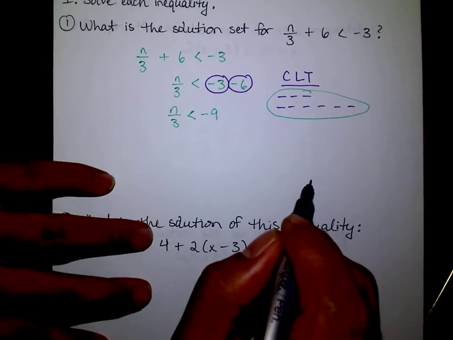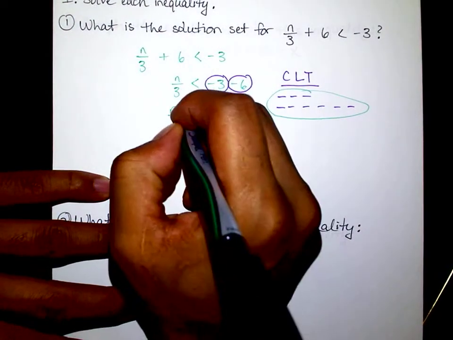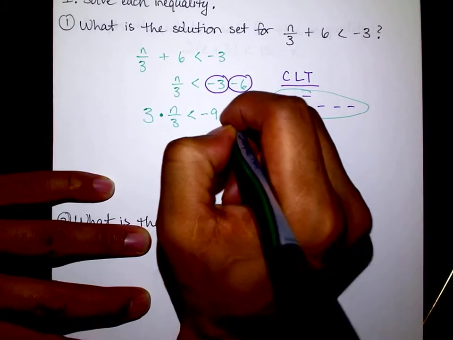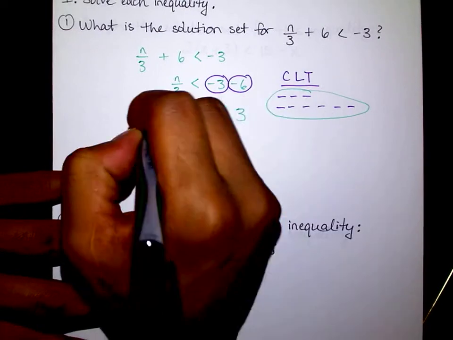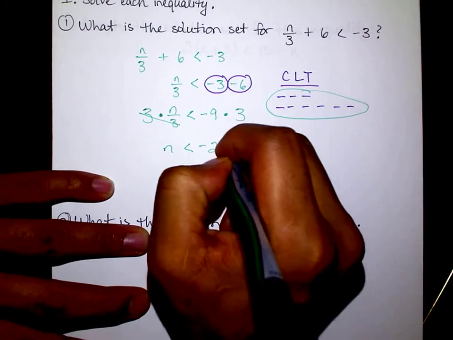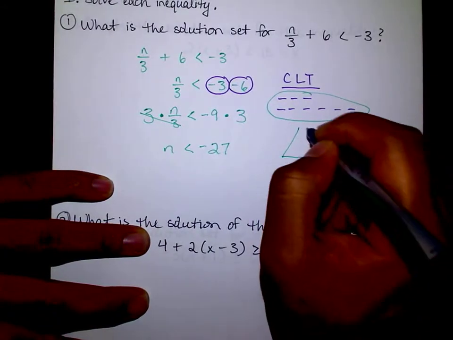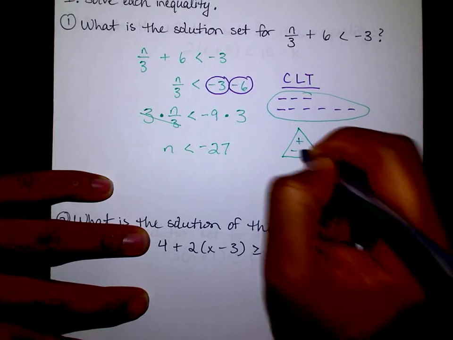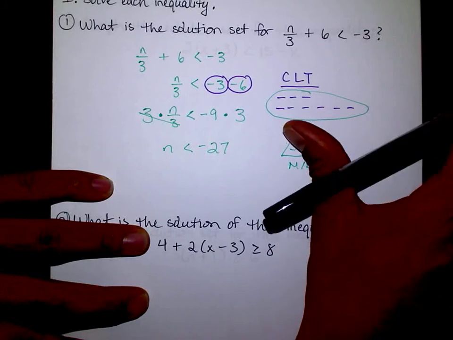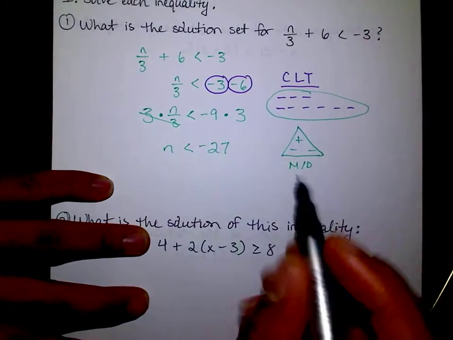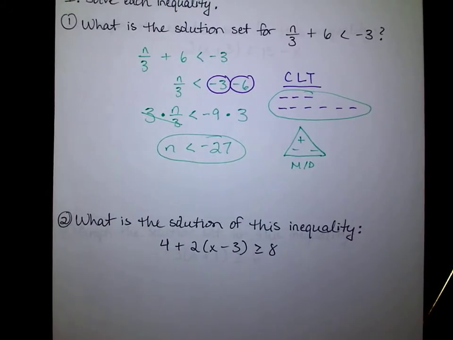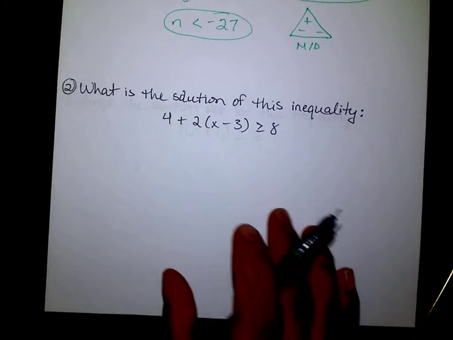Now what we want to go ahead and do from here is show that we're going to undo division by multiplying by 3 on both sides. 3's cancel out here. N is less than or equal to negative 27. And if we forgot how to multiply positives and negatives, positive times a negative is a negative, so that gives us negative 27. Circle our final answer, okay. Alright, let's move to the next one.